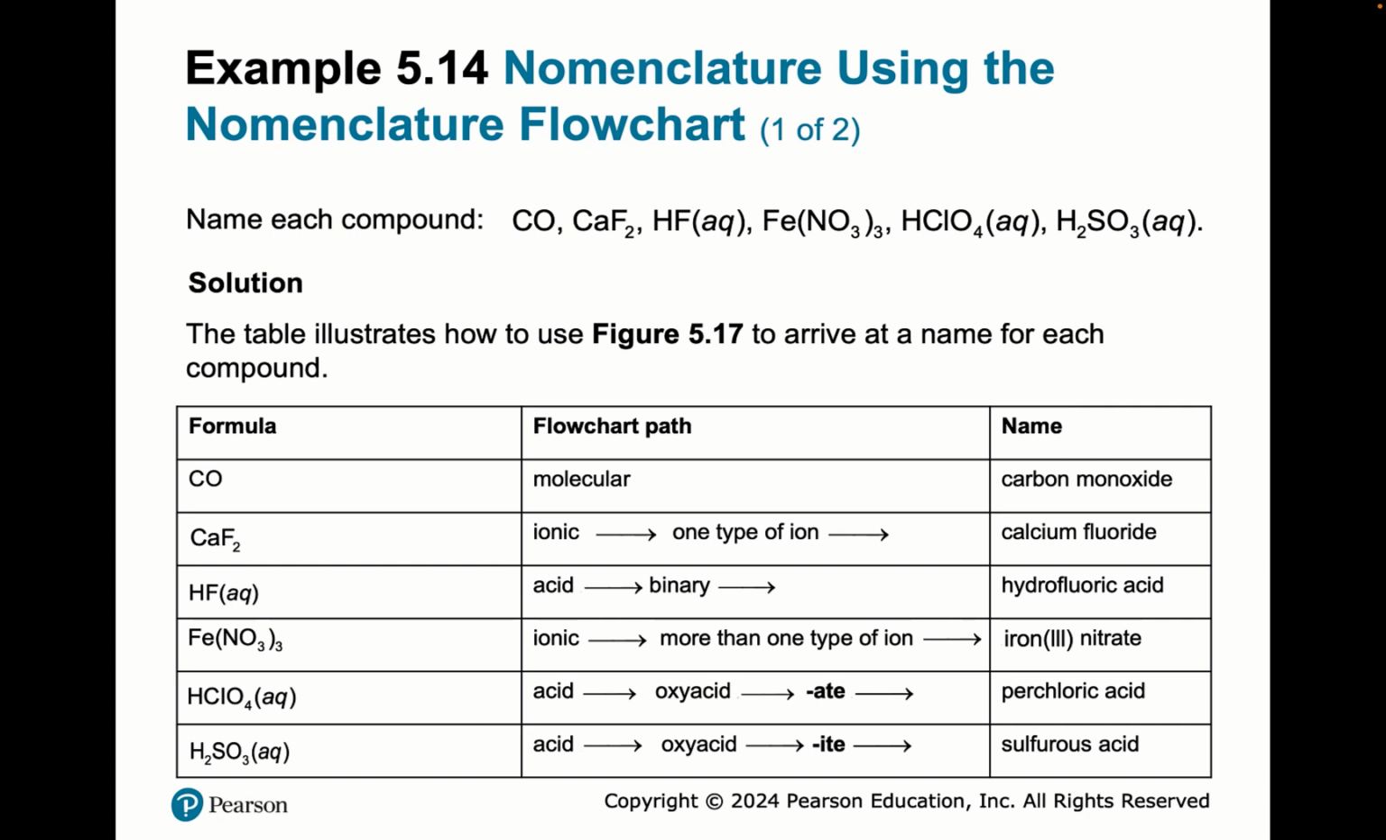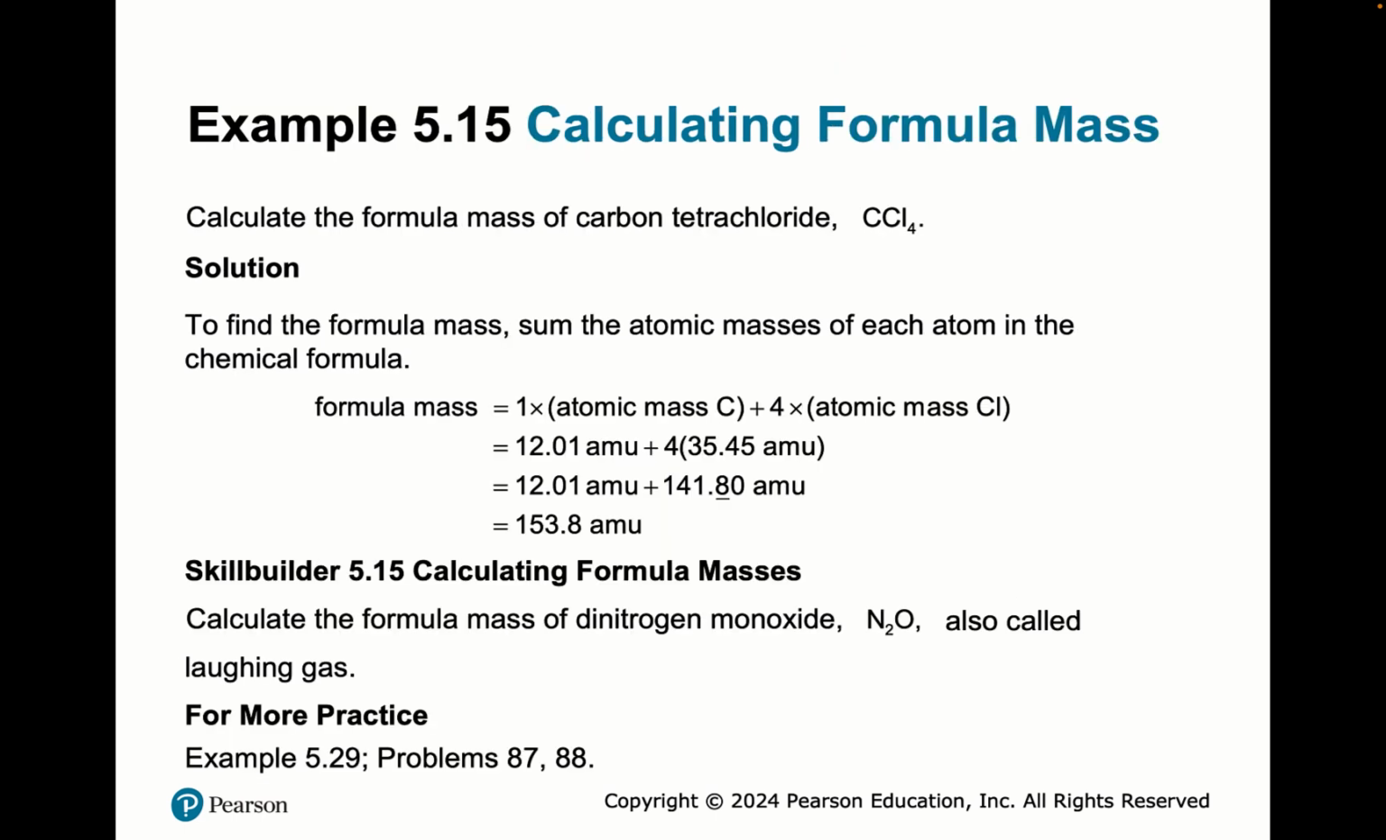Last one there, that one's perchloric acid. It's an oxyacid, and it has the ate on it, so it's the ic. So perchloric acid. And that SO3 is sulfite, so when you write the acid, it's going to be sulfurous acid.